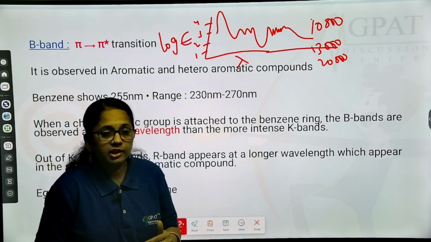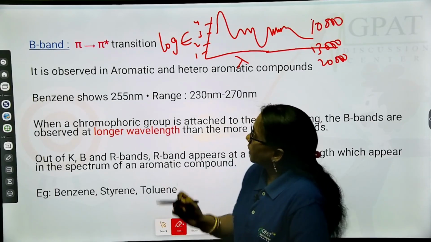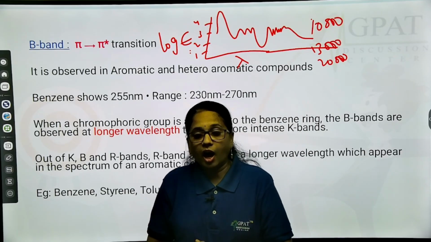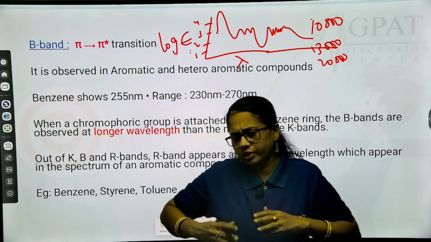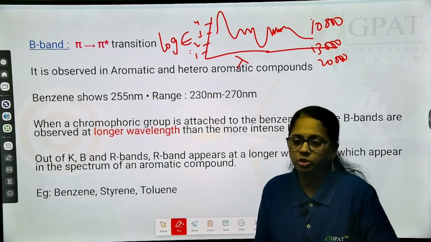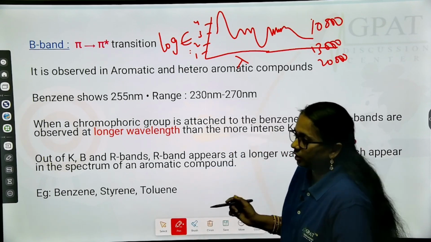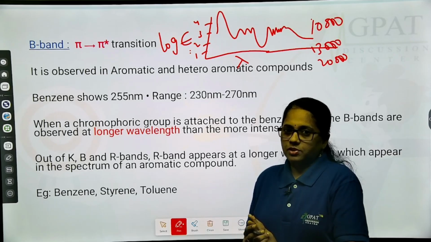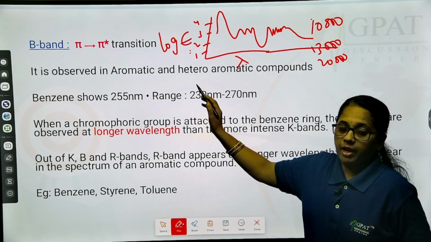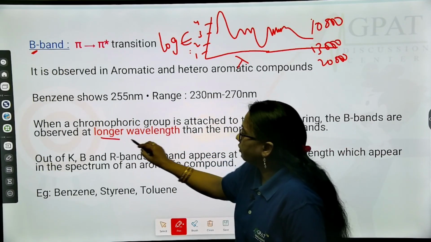So highly intense bands look like this, and normally the molar absorptivity value is very low, like we have seen in the R types of absorption bands. There are very forbidden transitions you are going to see, and for the B bands also you are going to see the intensity is comparatively less than K bands and E bands. Because of this, you are going to see the absorption bands of the B observed at the longer wavelengths.